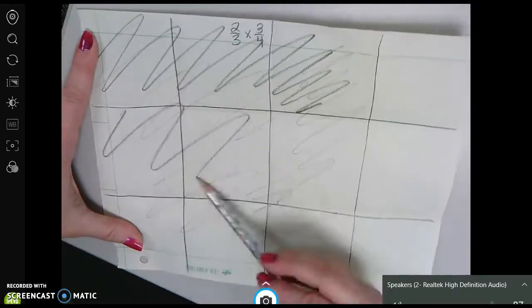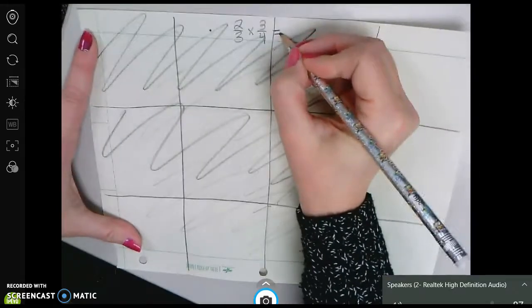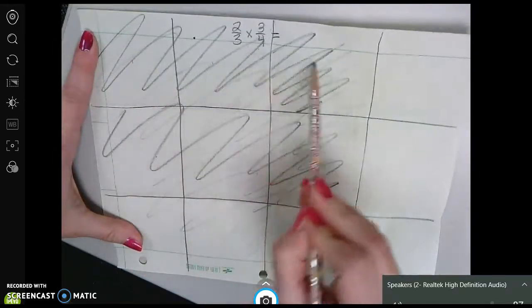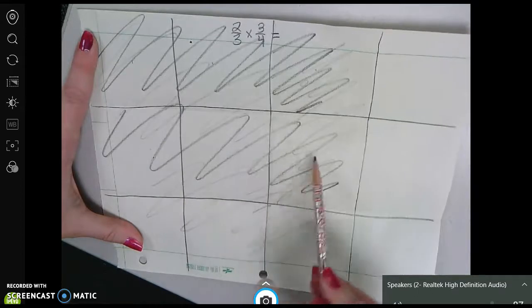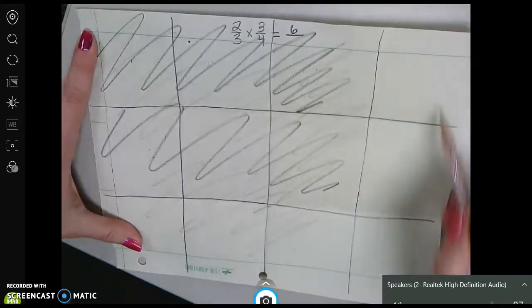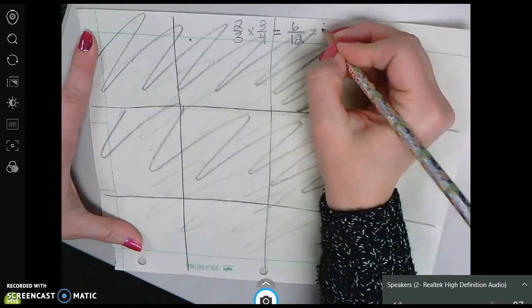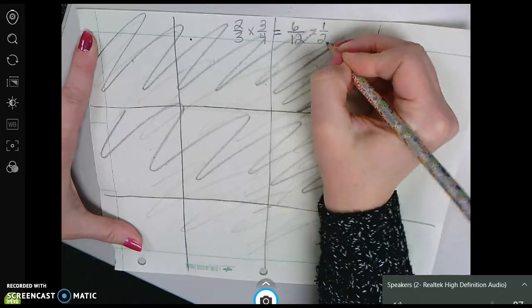1/3, 2/3 equals 1, 2, 3, 4, 5, 6 out of the 12 total pieces, which is equivalent to 1/2.